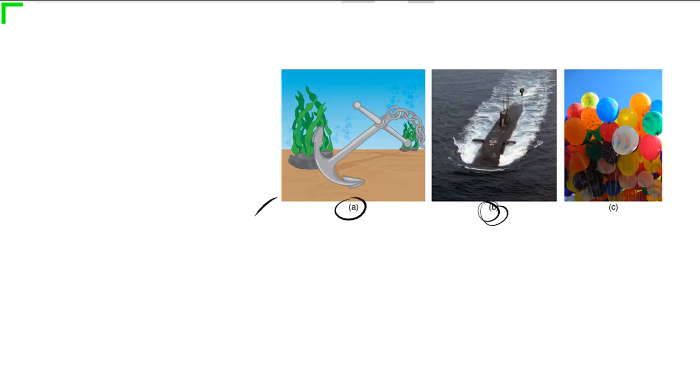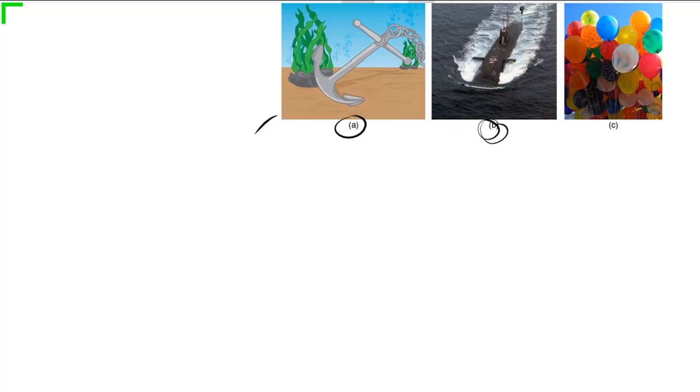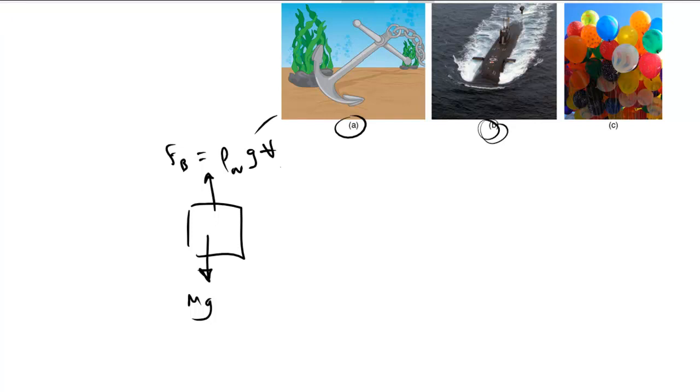If we look at a free body diagram for this anchor, I'll just draw a box here, it has a weight which acts down, mg, but it also has a buoyant force which acts up on it. And this is equal to the density of the fluid. So this is the density of the water times gravity times the volume displaced, which happens to be the volume of the anchor because it is completely submerged. So the entire volume of the anchor displaces fluid.